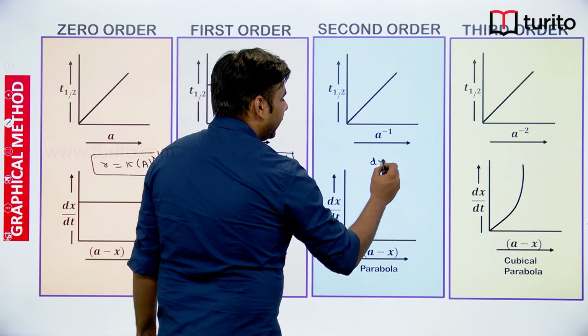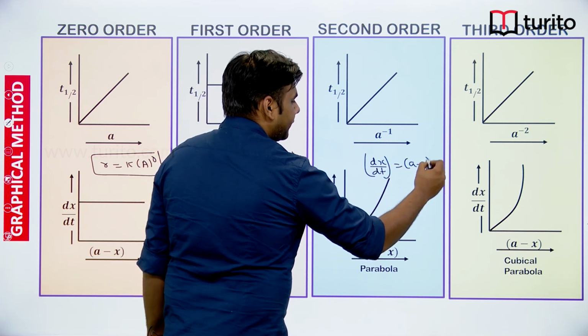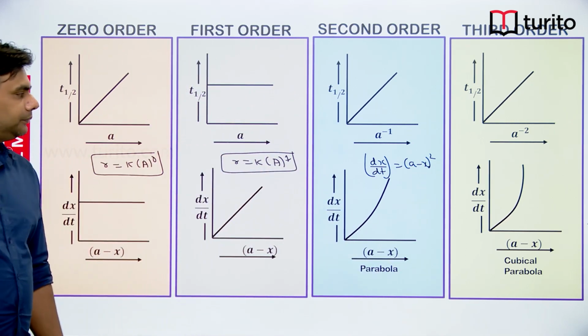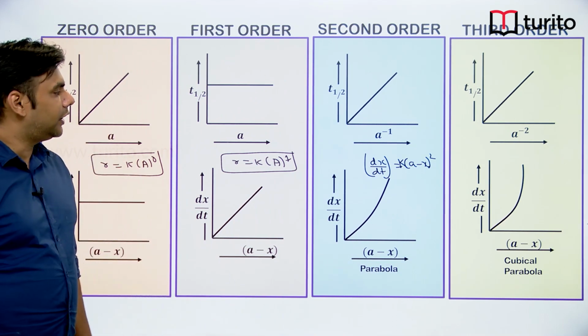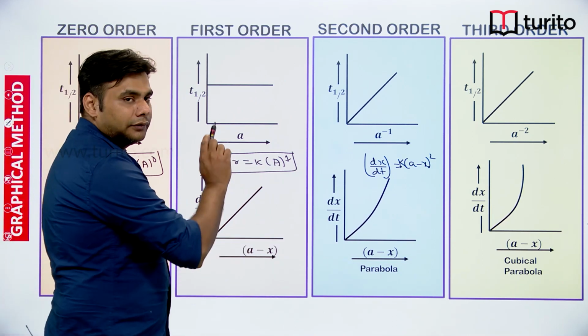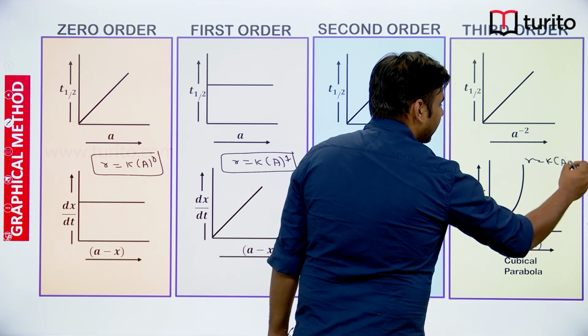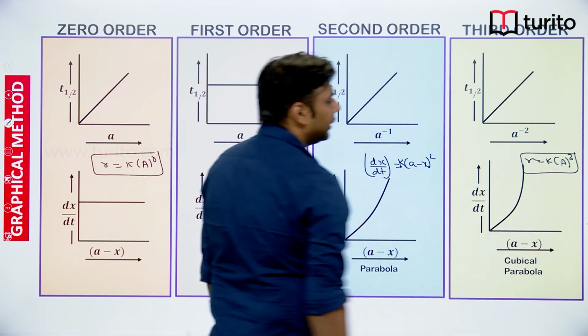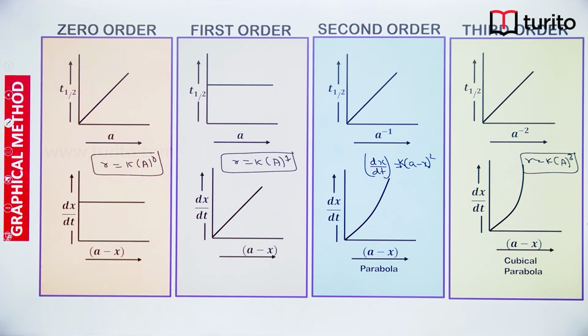Similarly, if we plot rate with concentration for a second order reaction, it would come out to be a parabolic graph. Similarly, if you plot it for a third order reaction, this is basically k into A raised to power 3, so this will come out to be a cubical parabola. I hope these are very simple graphs that you can easily make out.